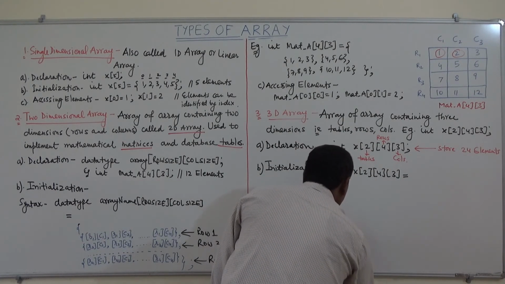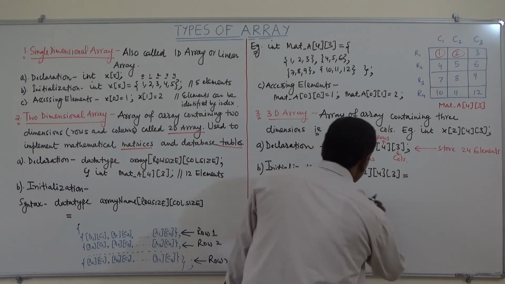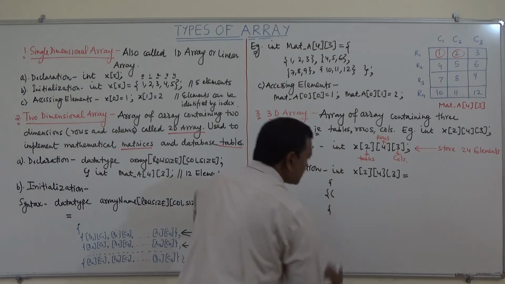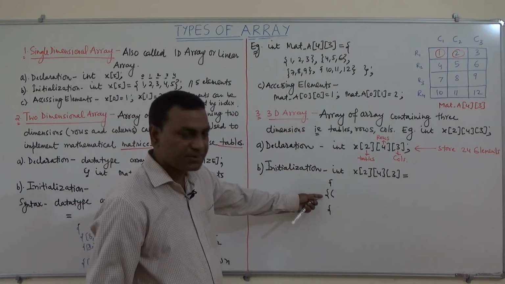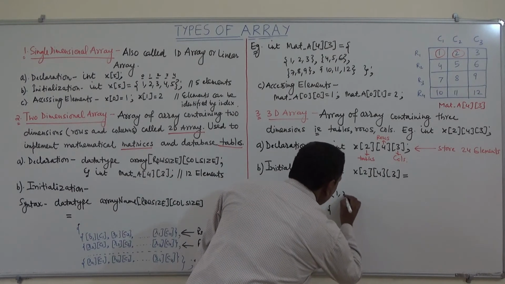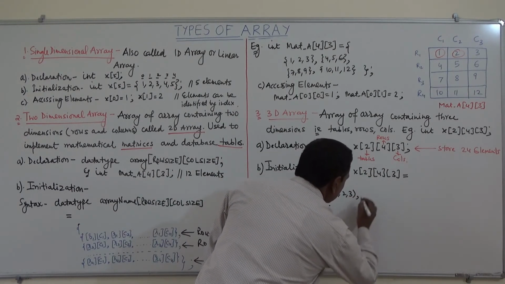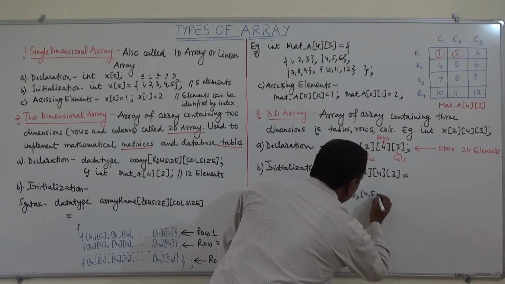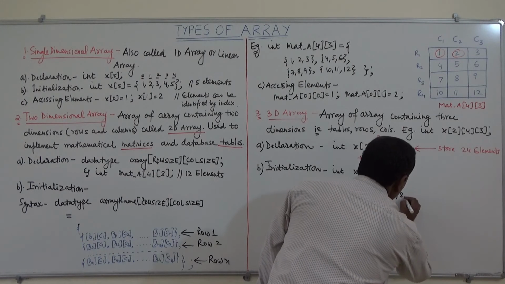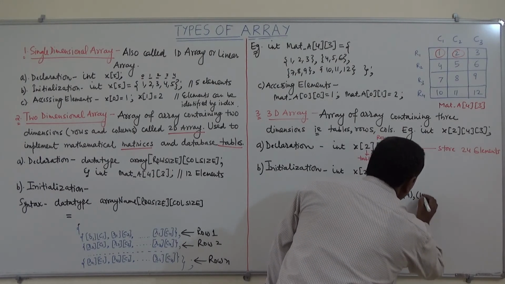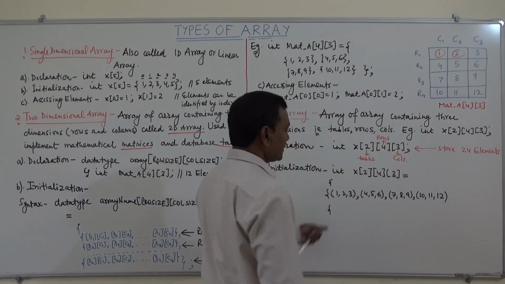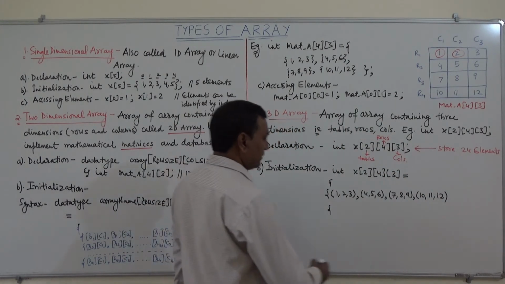Two tables, so it will contain the elements. This is table 1. So the elements will be like 1 2 3, then 4 5 6, then 7 8 9, 10, 11, 12. So these are the elements of table 1.